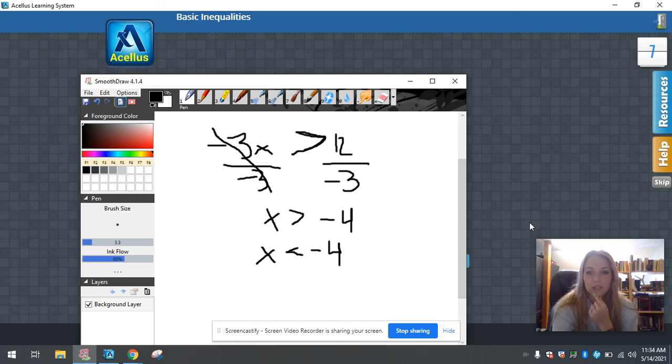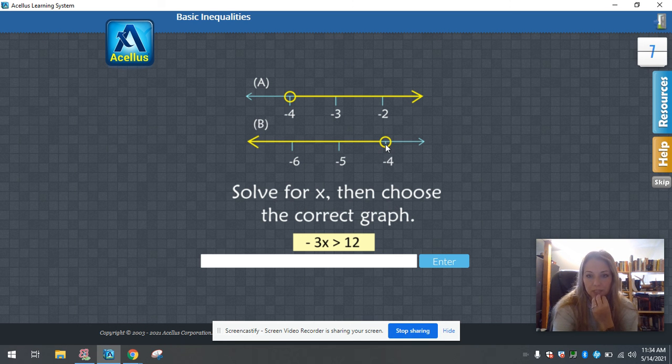And so now we look at our options. Here we have negative 4, and this is showing that x is everything less than negative 4. So our answer is B.